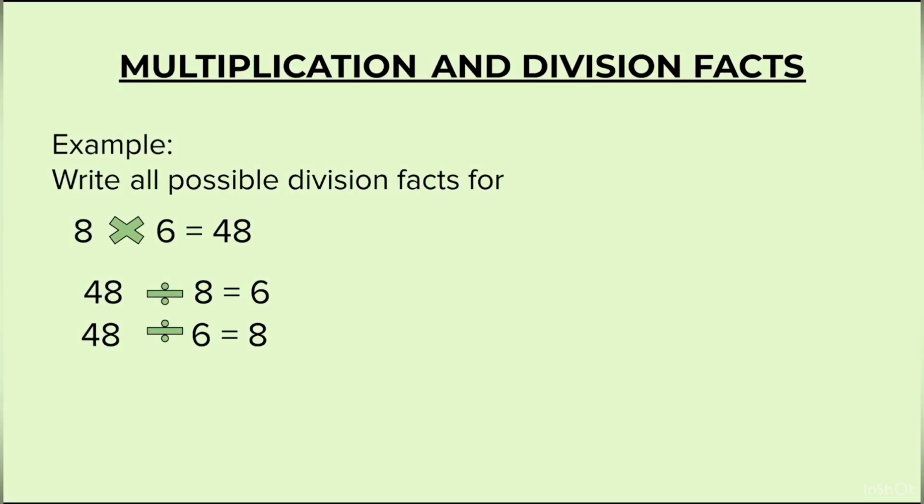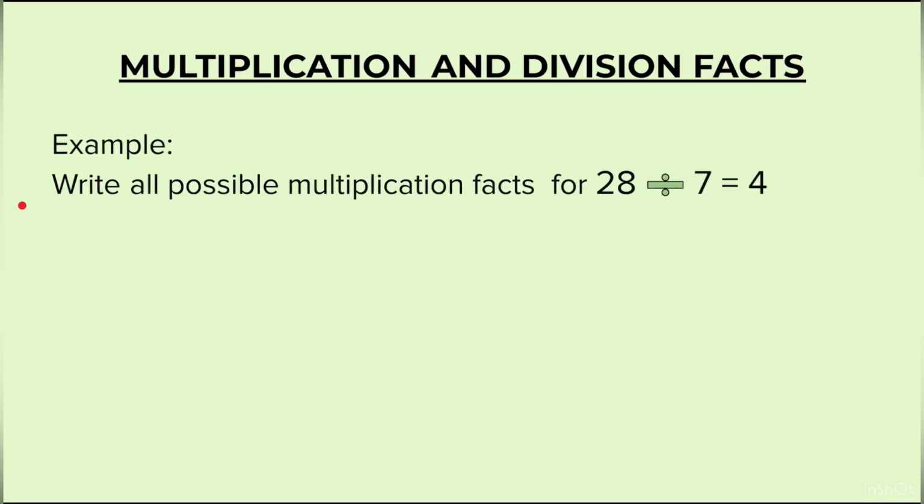Now here you were given the multiplication fact and you had to tell the division facts. You could get another question where you would be given the division fact and you have to tell the multiplication facts. Example: write all possible multiplication facts for 28 divided by 7 is equal to 4. So the multiplication fact for this is going to be 7 into 4 is equal to 28.